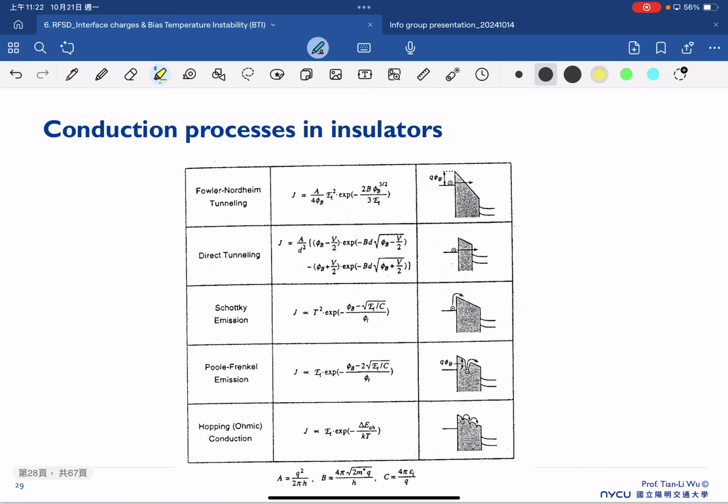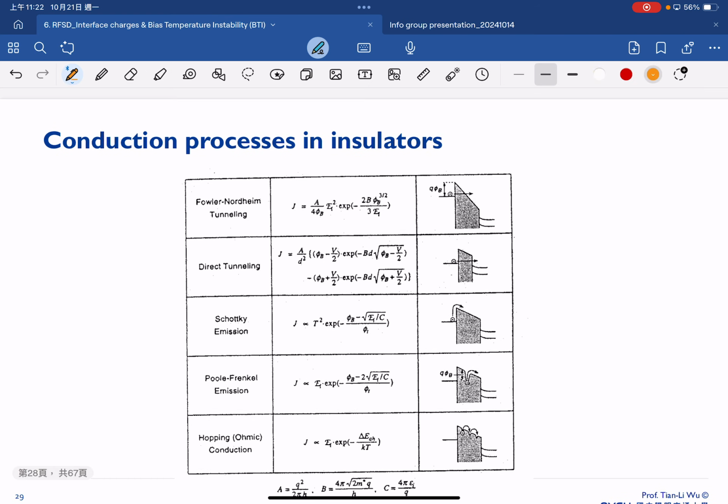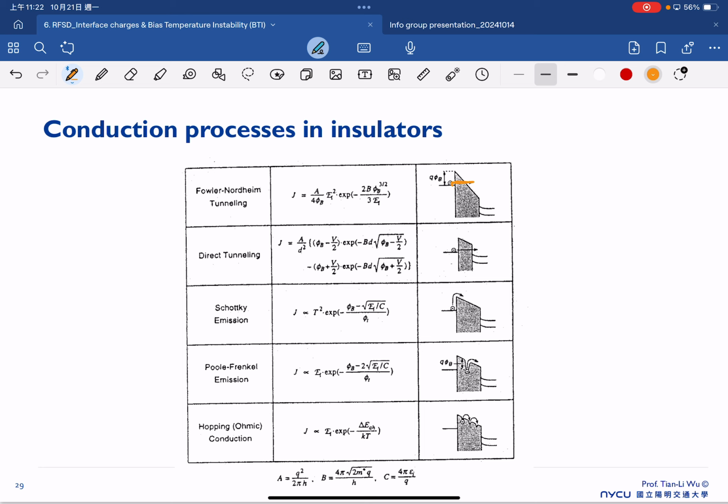So here is a summary for the conduction processes in an insulator. So we have FN tunneling that's already mentioned. This is due to the triangular barrier. And we have the direct tunneling. This is because of a very thin dielectric. Also, there's a very traditional one called the Schottky emission. So it's mainly that the electron needs to get enough energy to overcome the Schottky barrier. That's what we call the Schottky emission.